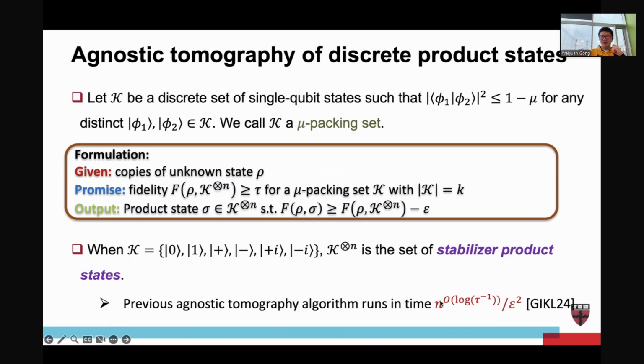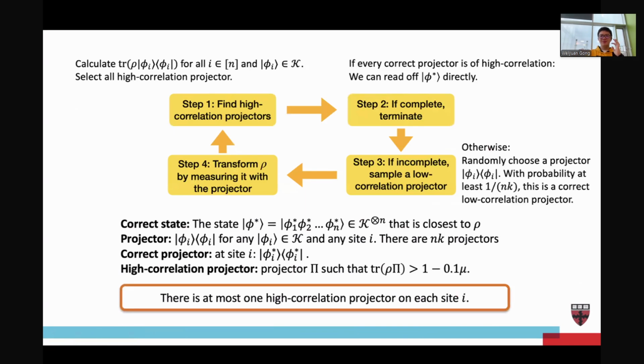So the previous result in Grewal et al., a different work, shows that there's an agnostic tomography algorithm that runs in n to the log 1/tau time, which means that for constant tau, their algorithm will be efficient. And okay, let's skip this. But anyway, we can do something very similar to the stabilizer bootstrapping again.